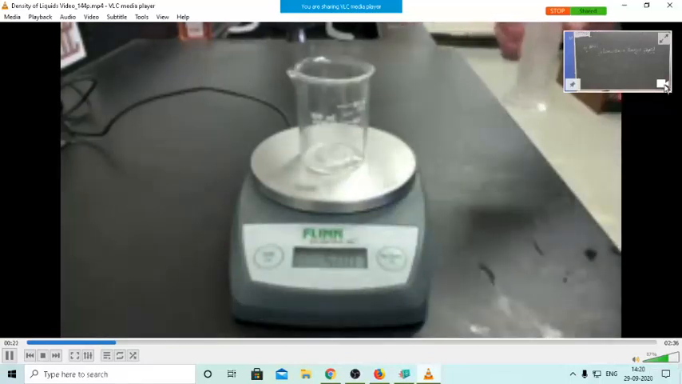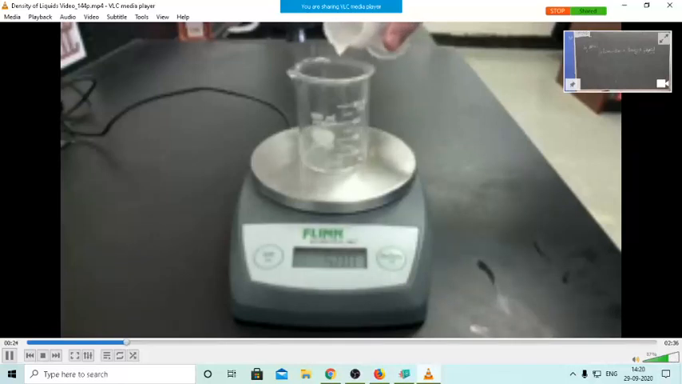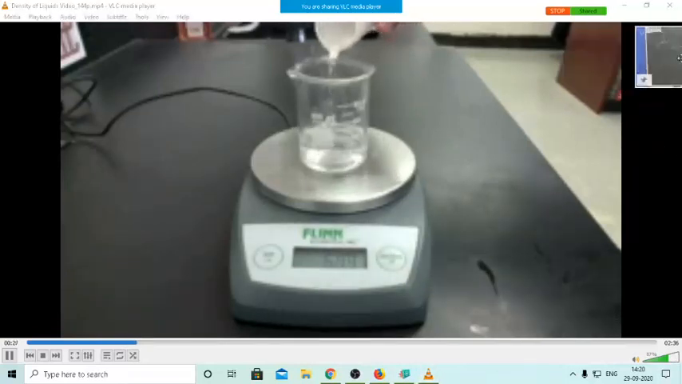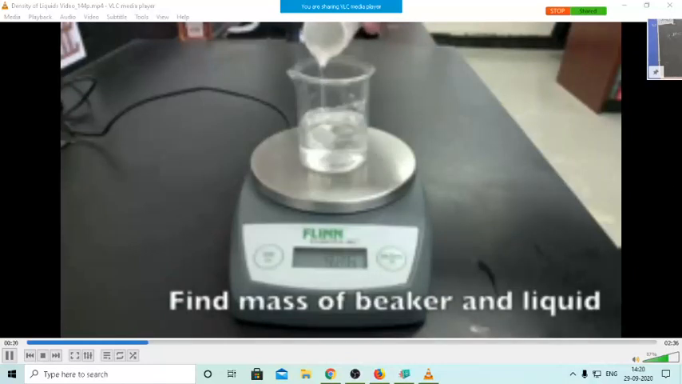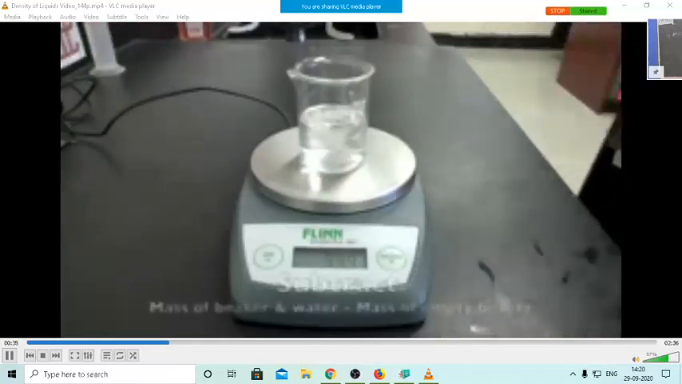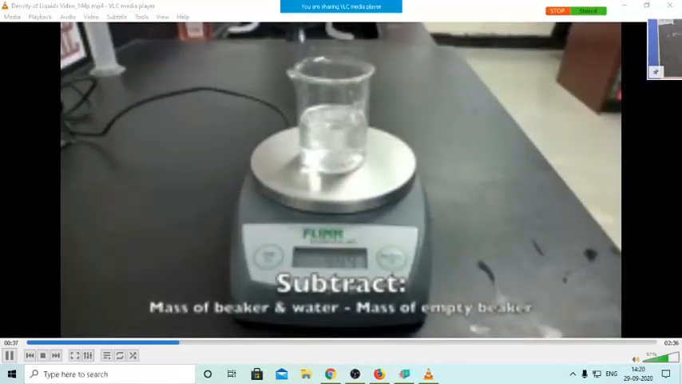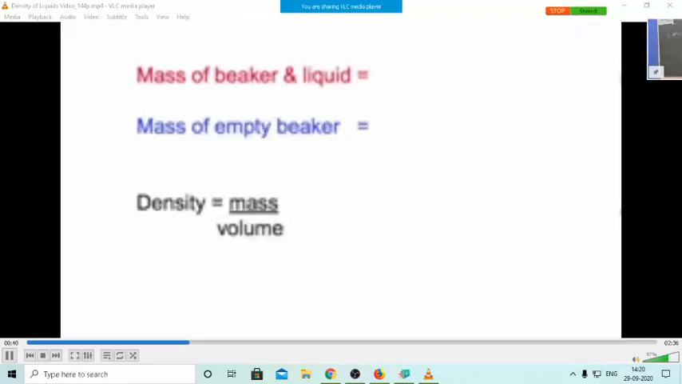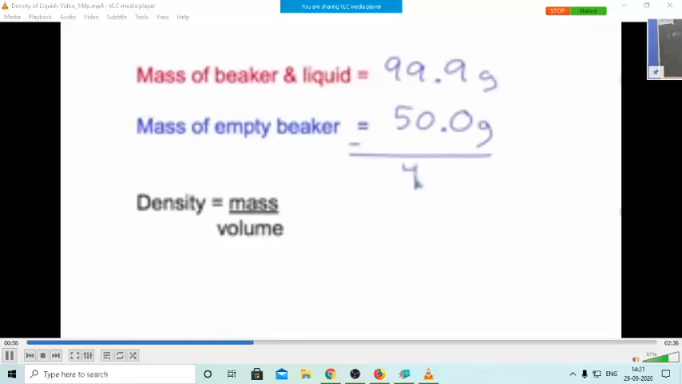When you pour in the liquid, the reading on the scale will increase. This is the mass of the beaker and the liquid. To find the mass of just the liquid, you have to subtract. So the mass of the empty beaker was 50.0 grams. The beaker and the liquid together had a mass of 99.9 grams. Do the subtraction, and the mass of just the water is 49.9 grams.